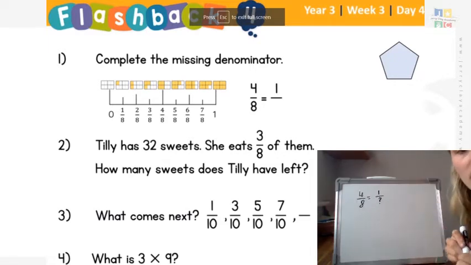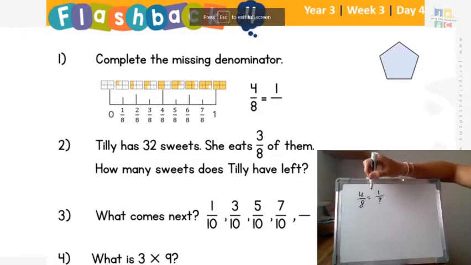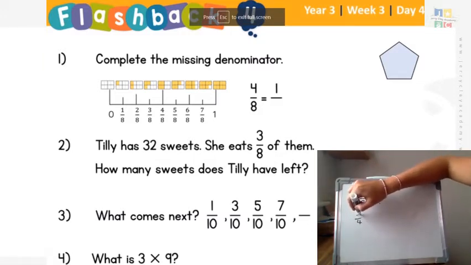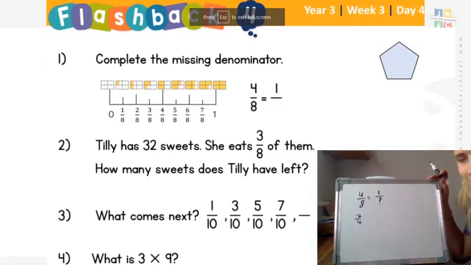Okay, so looking at number one, we want to find the missing denominator, finding the equivalent fraction. If we look first of all at our picture, if you move all the way across until you find 4/8, then have a look at what 4/8 is equivalent to. We can see that the one above it has 4 parts and 2 parts shaded. So that shows there are 2 parts shaded and 4 parts altogether.